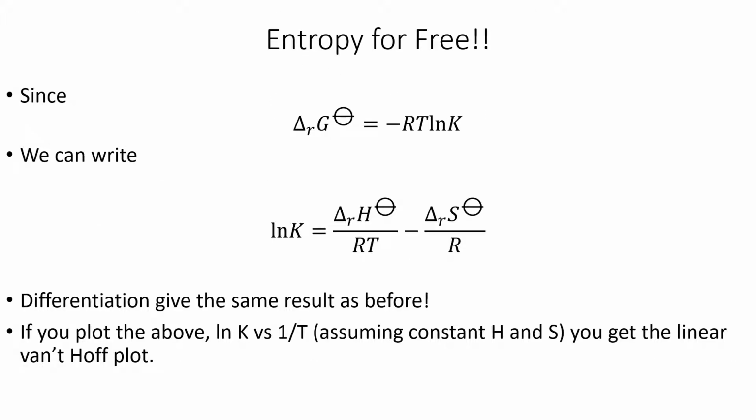Now that's a very interesting thing to know, that out of the above you can also deduce the entropy for free. So we just return back to our reaction Gibbs free energy at the standard state, and we can rearrange and rewrite this equation as log K equals minus delta H on RT plus delta S on R. If you differentiate this equation, you get the same result as before. And if you plot this equation, log K versus 1 on the temperature, and you're assuming that the enthalpy and the entropy are constant, you will get a straight line, or a linear Van Hoff plot.